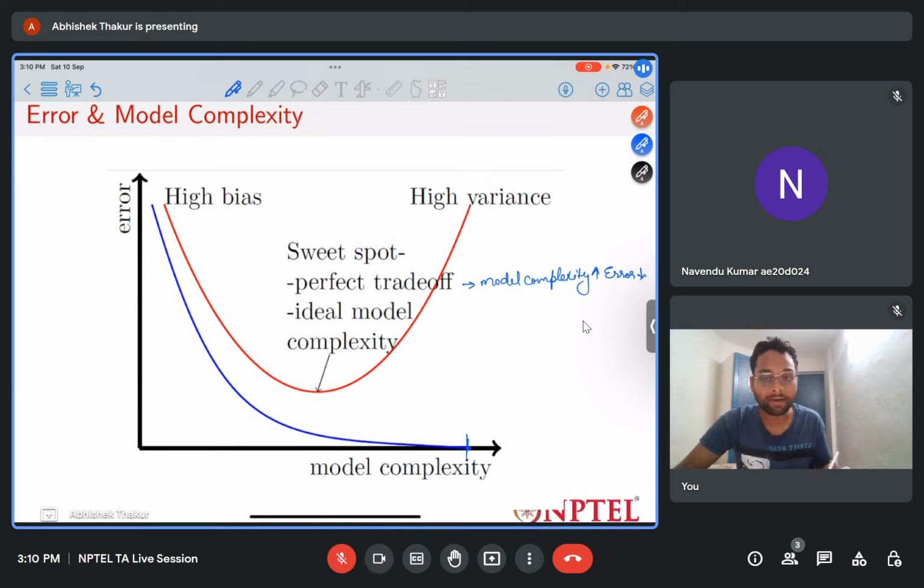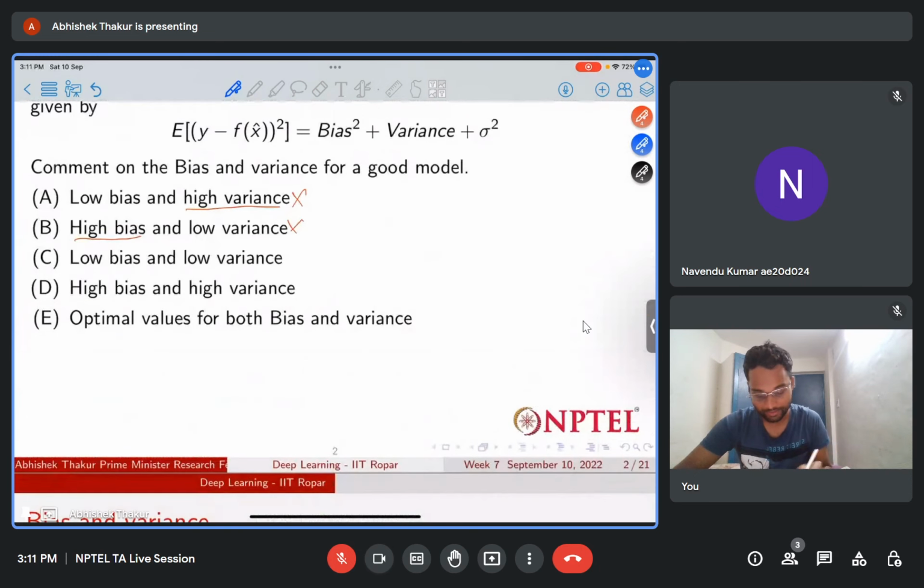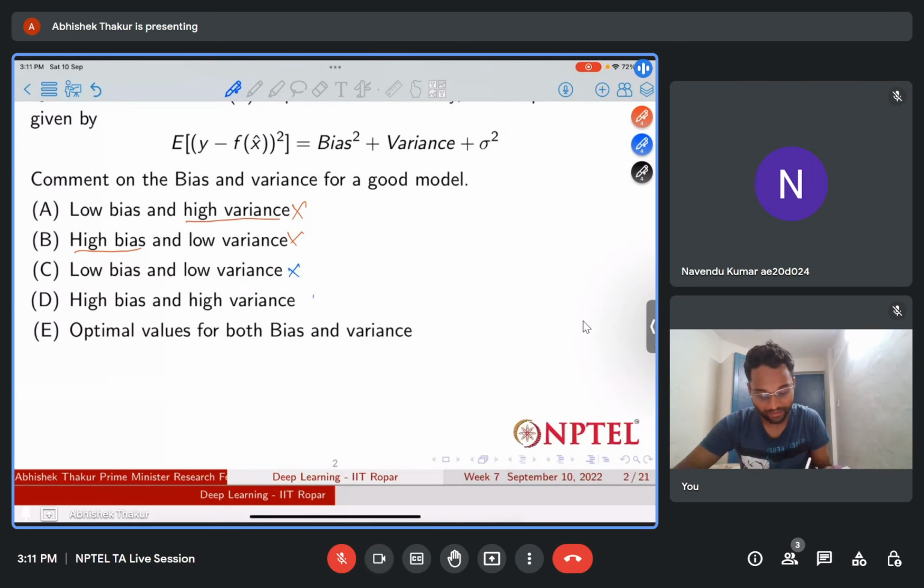In that case, our model will not perform well with the test data set, but it will give zero error with the training data set. So it is the case of overfitting. We are interested in this point. This is the perfect trade-off between bias and variance. This is our ideal model, which gives low error in the test data set as well as the training data set. High bias and high variance is a very bad case. So the correct option is the optimal values for both bias and variance.